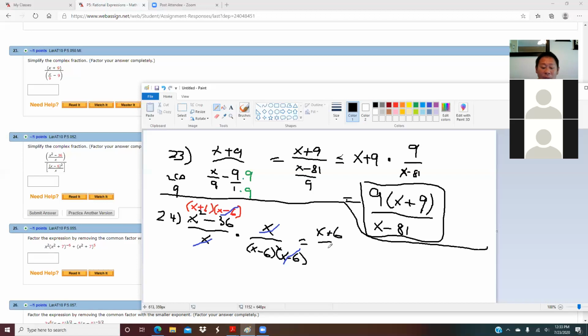And on the bottom you're left with x minus 6. And there's nothing you can cancel here. So please do not cancel your x or your 6 here, or it becomes -1. You get it all wrong. So this is your answer for question 24.